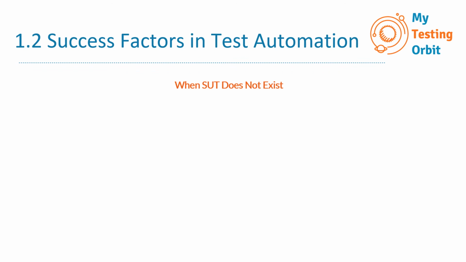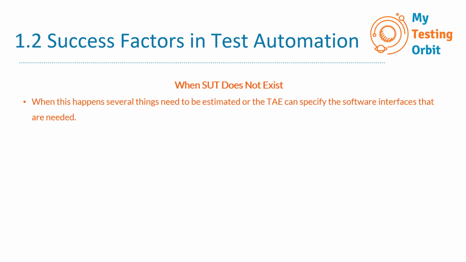When SUT does not exist. Okay, so now these factors which we discussed so far are known and applicable if the SUT is already available. But most of the time, test automation development should start before the SUT is available. So when this happens, several things need to be estimated, or the TAE, test automation engineer, can specify the software interfaces that are needed. Even when the SUT does not yet exist, test automation planning can start.